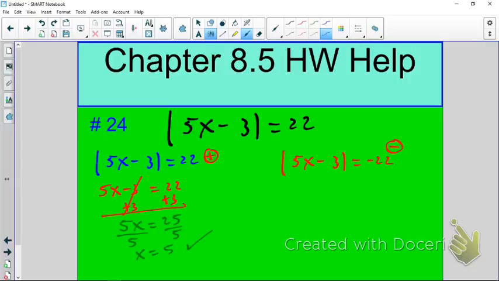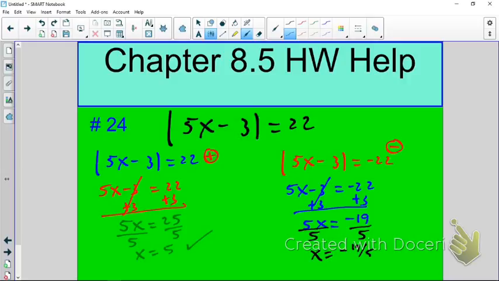So I'm going to do the same thing with the negative component. I'm going to have 5x minus 3 that is equal to negative 22. I use the addition property of equality and add 3 to both sides. That simplifies, and then I end up with 5x is equal to negative 19. I use the division property of equality, where I divide both sides by 5. So x turns out to be negative 19 over 5. So these are the two answers that I have for problem number 24.